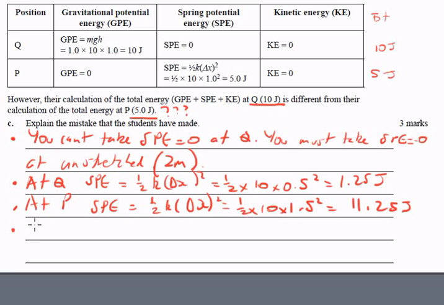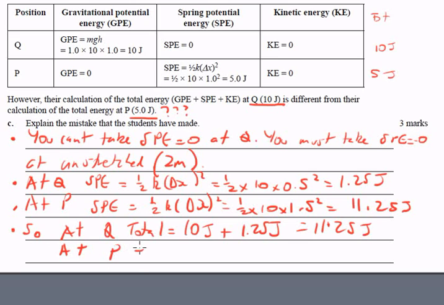My last dot point to show the total energies. So at Q, total equals same 10 joules plus 1.25 joules, because this has now become 1.25, calculated here, and that equals 11.25 joules. And at P, the total energy now equals 0 plus my new spring 11.25 joules equals 11.25 joules. So now they're the same. So I'll fix the problem.